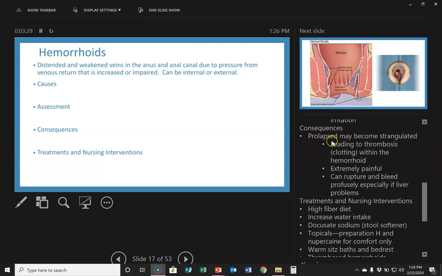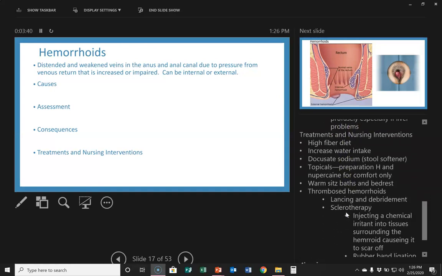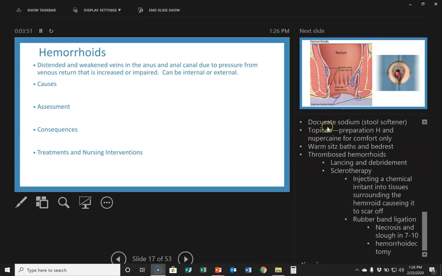And consequences, prolapses may become strangulated, leading to thrombosis within the hemorrhoid. Those are extremely painful, can rupture and bleed profusely, especially if there's liver problems. Some treatments and nursing interventions. We're going to recommend a high fiber diet with increased water intake. They may need docusate sodium, which is a stool softener, to keep the stool nice and soft, easier to pass, so there's no straining.